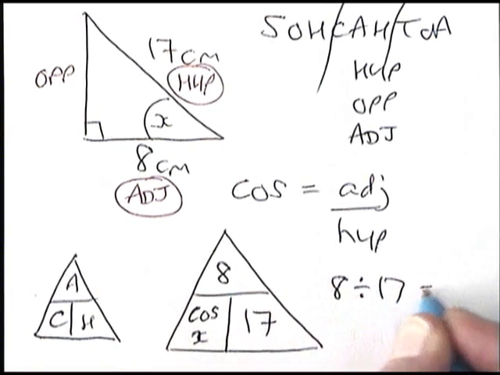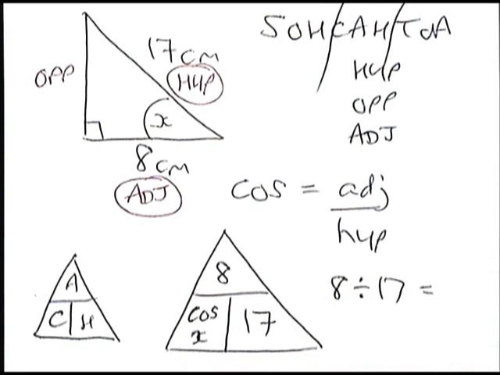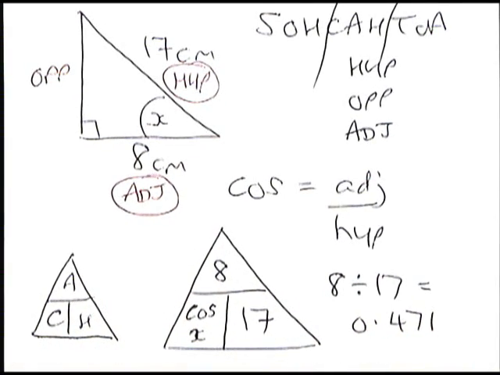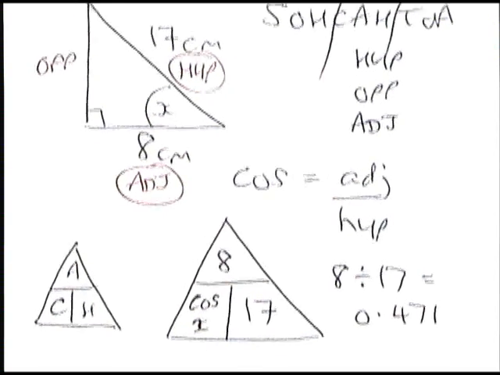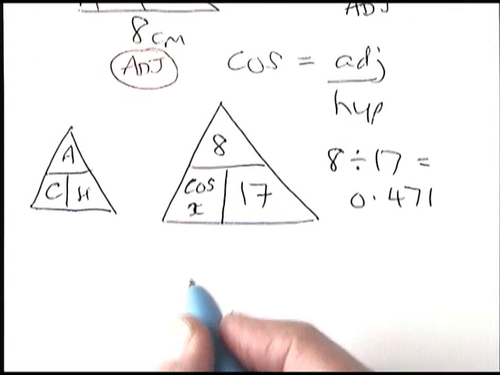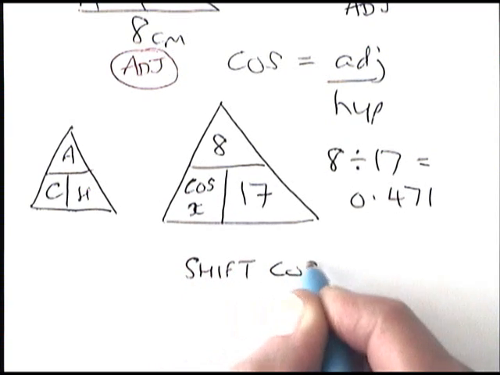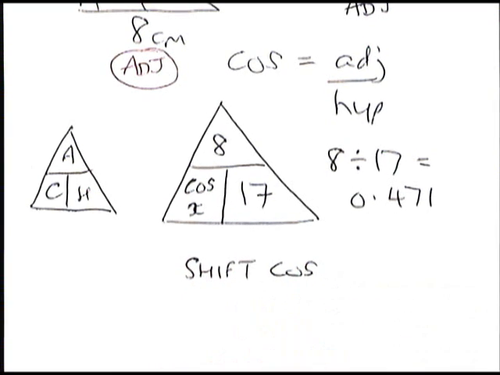The number on the top divided by the number on the bottom. And if you do 8 divided by 17 on a calculator, you get 0.471 if you do it to 3 decimal places. Finally, to find the angle, you need on your calculator to do shift cos. Keep that number on the screen.